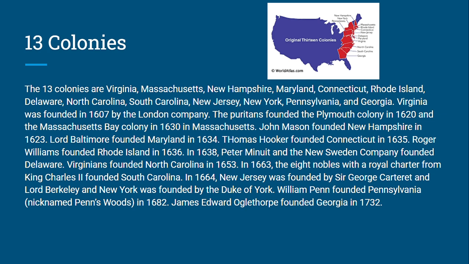In 1653, the Virginians founded North Carolina. 10 years later, in 1663, the 8 nobles, with a royal charter from King Charles II, founded South Carolina. In 1664, New Jersey was founded by Sir George Carteret and Lord Berkeley, and in the same year, New York was founded by the Duke of York. William Penn founded Pennsylvania, which was nicknamed Penn's Woods, in 1682, and James Edward Oglethorpe founded Georgia in 1732.